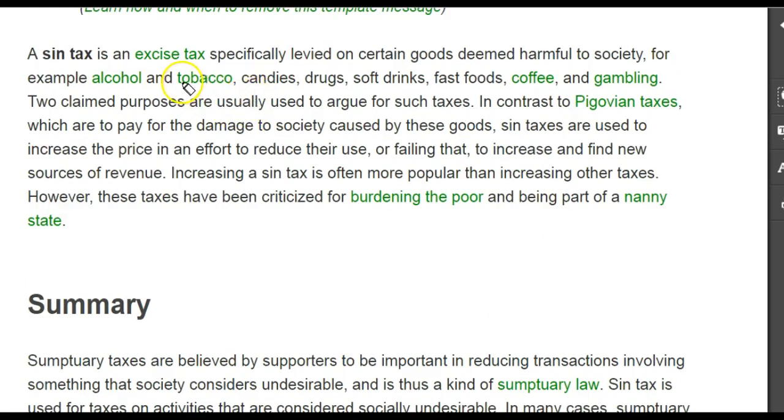First discuss about sin good. Sin goods are certain goods deemed harmful to the society. Examples are alcohol, tobacco, drugs, soft drinks, fast food, coffee, gambling, etc. So a sin tax is an excess tax specially levied on the sin goods.